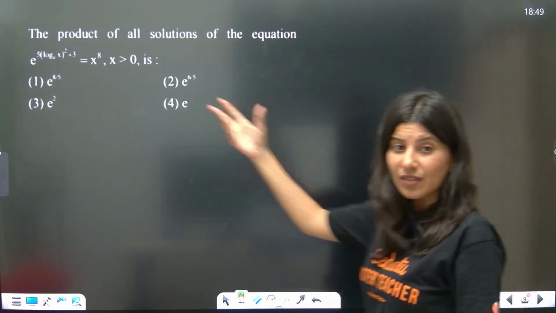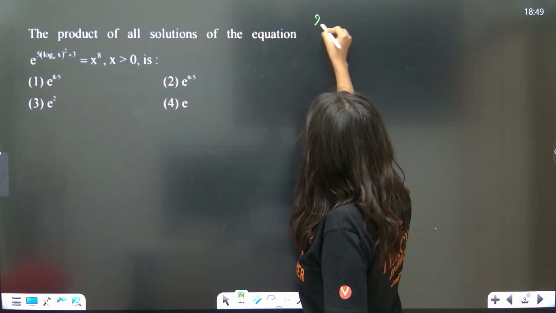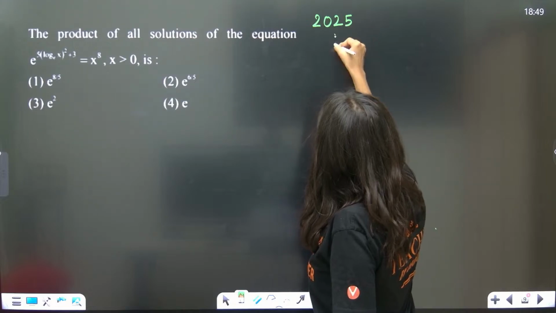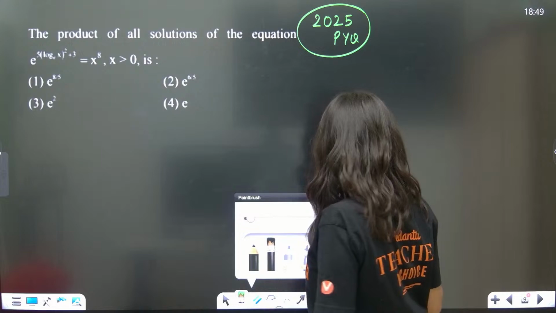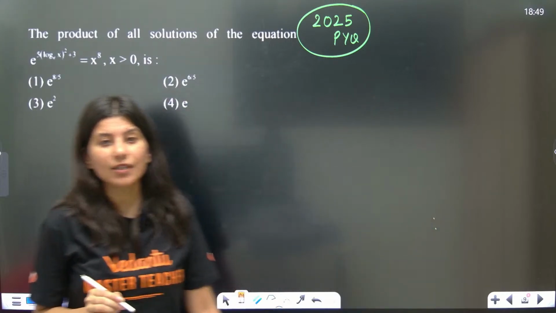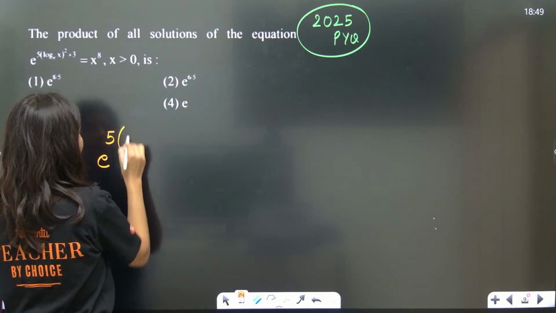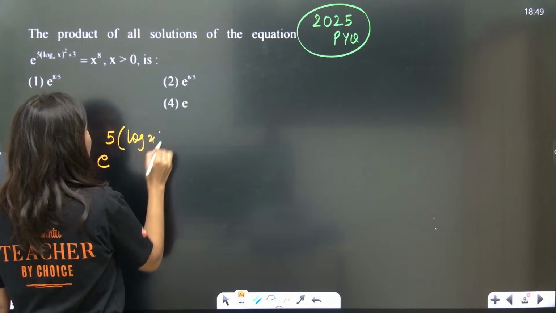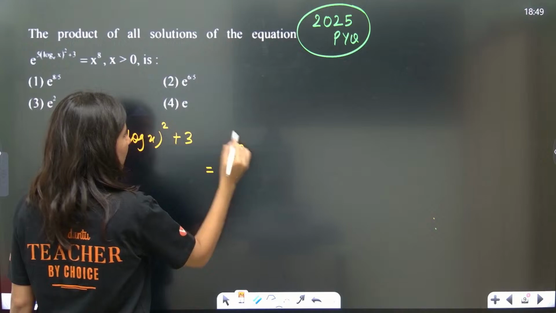Now, can you see, again a different type of problem was asked in the 2025 PYQ. The product of all solutions of the equation e power 5 of log of x square plus 3 is equal to x power 8.